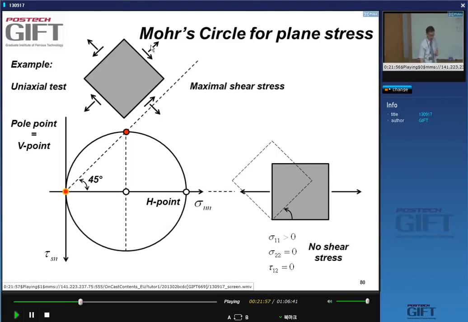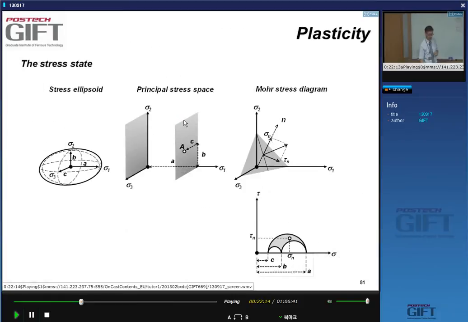Again, note that when this element is oriented to give you the maximum shear stresses, there are still normal stresses acting on the faces. Okay.